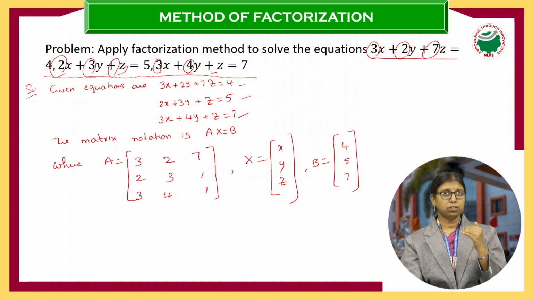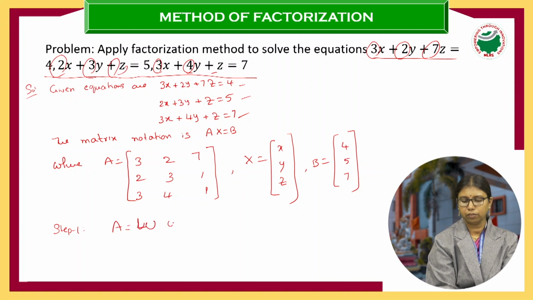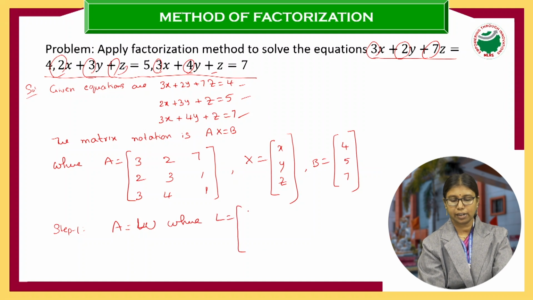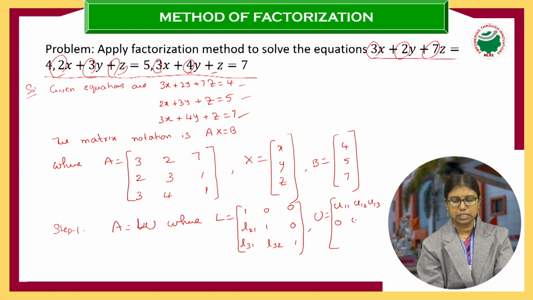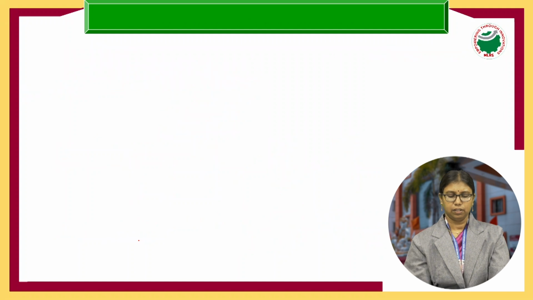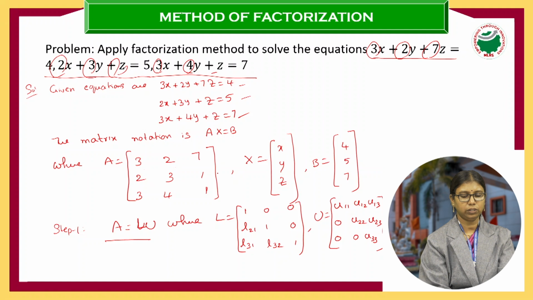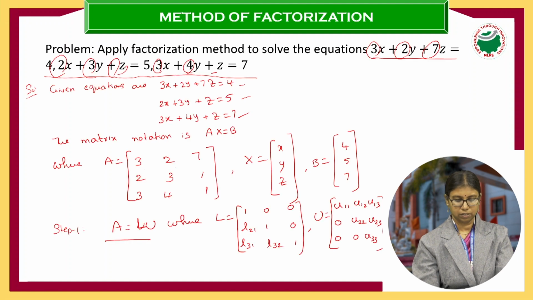Now in LU decomposition method, what is step 1? Your step 1 is you have to take an assumption that A is equal to L into U, where L is a unit lower triangular matrix, that is 1, 0, 0, L21, 1, 0, L31, L32, 1, and U is an upper triangular matrix U11, U12, U13, 0, U22, U23, 0, 0, U33. So now substitute the values of A, L and U in this equation. Then here A matrix is 3, 2, 7, 2, 3, 1, 3, 4, 1.